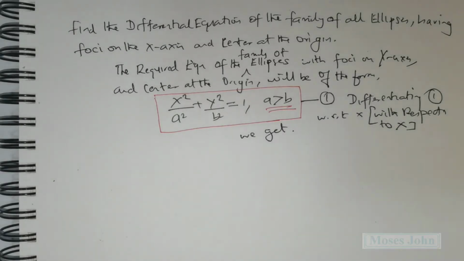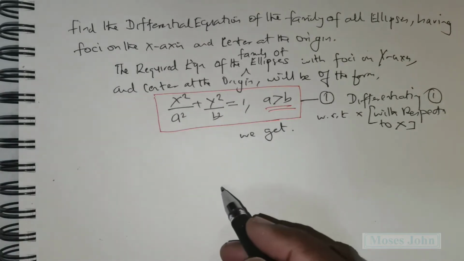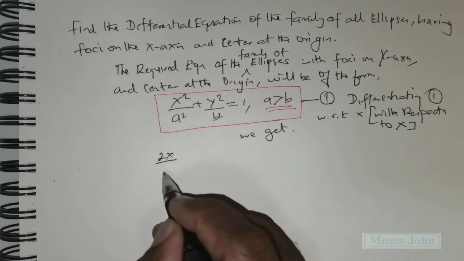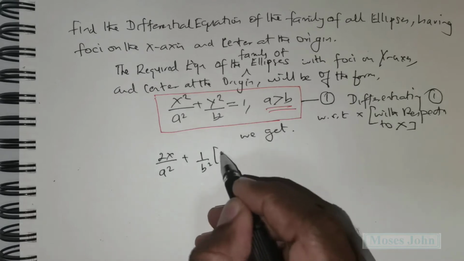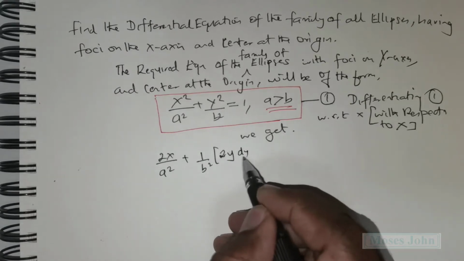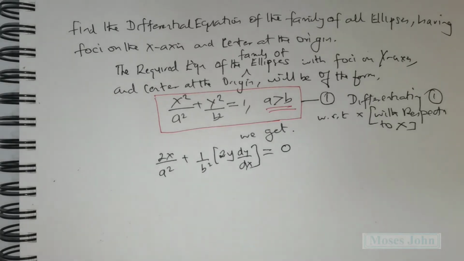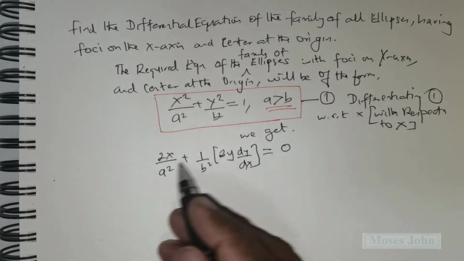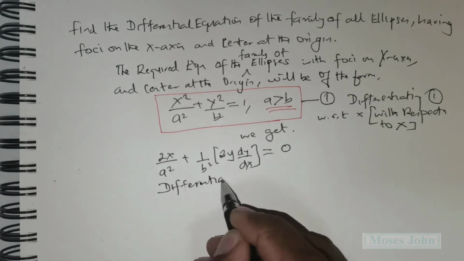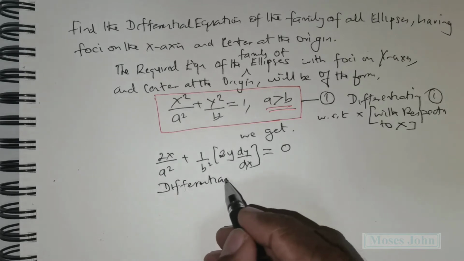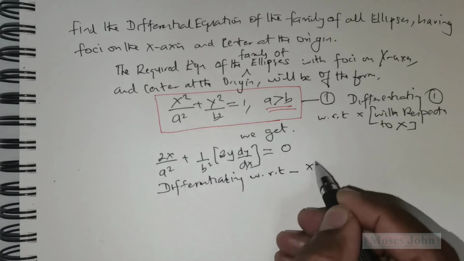So differentiating 1 with respect to x, what do we get? Differential of x squared is going to be 2x divided by a squared. Differential of y squared is going to be 2 times y times dy over dx. Differential of 1 will give us 0. Now I'm going to differentiate this with respect to x again.